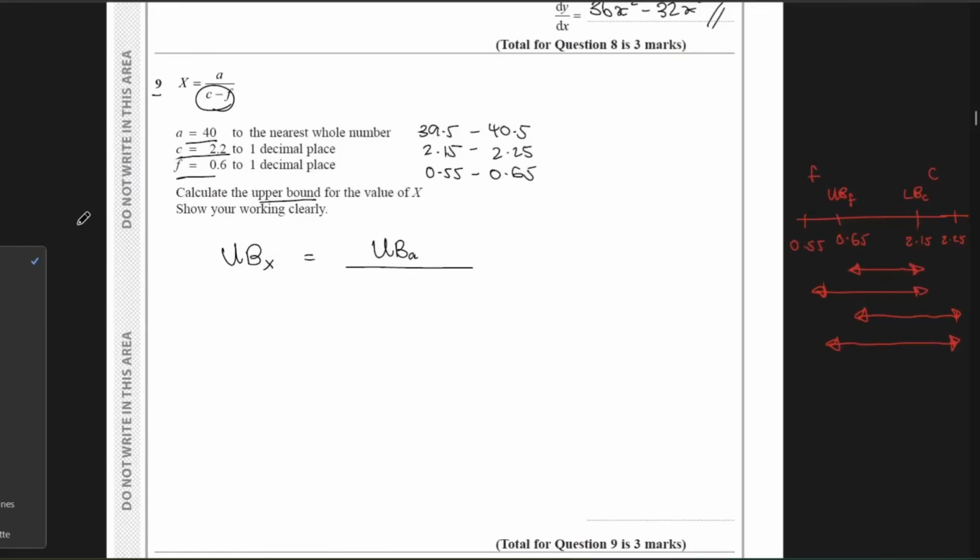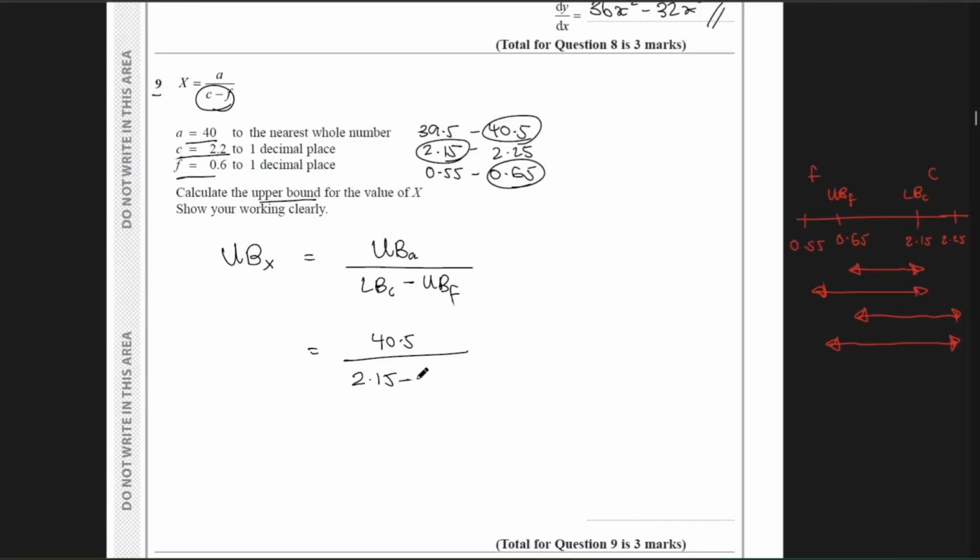So when we take the c value, we will take the lower bound of c and subtract the upper bound of f. So that's equal to the upper bound of a, 40.5, divided by the lower bound of c, which is 2.15, minus the upper bound of f, which is 0.65. 2.15 minus 0.65. Let's solve this on a calculator. So this gives us 27. And that's the answer. The upper bound for the value of x is 27.